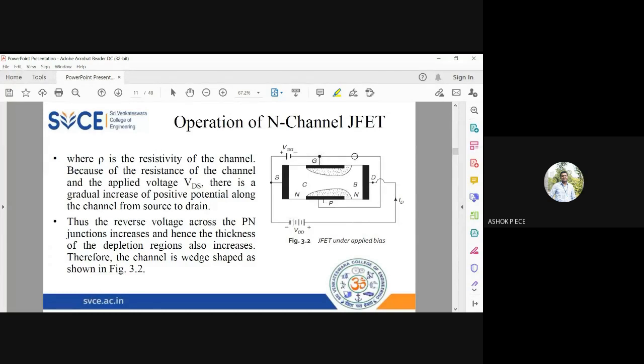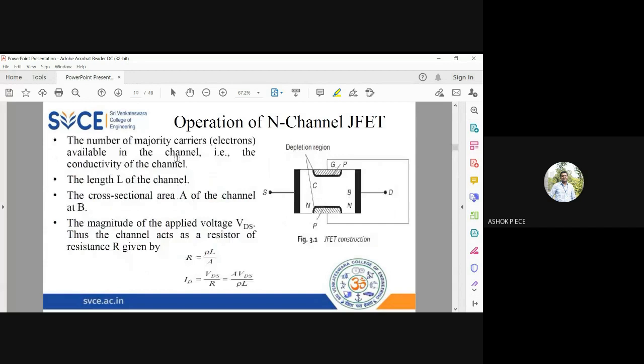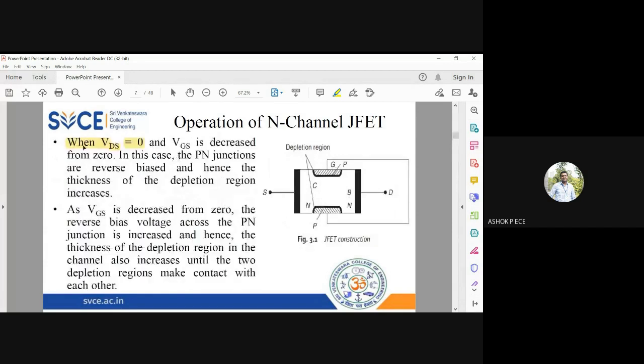The reason we'll understand why. So the connection is here. This is the connection we are going to talk about. Okay. See here, when VDS equal to 0 and VGS is decreased from 0, which means the VGS value is made negative. So what happens when you give negative voltage here?